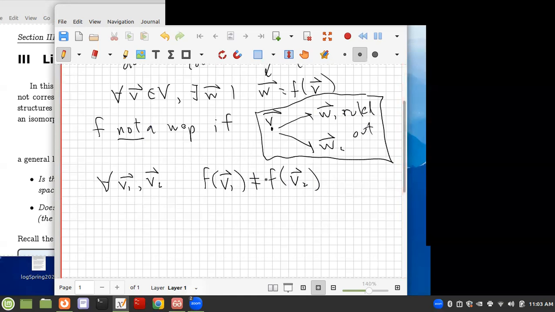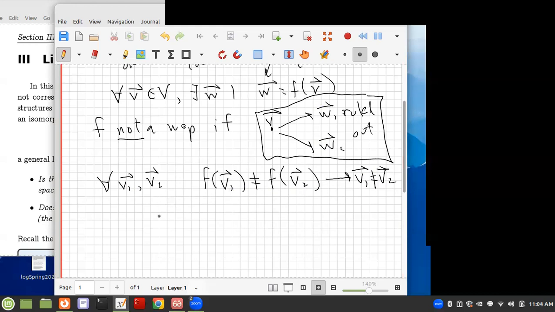Okay, so the point is, if you choose any two domain vectors, then they both have images, f of v1, f of v2, and if those two happen to be different, then that has to imply that v1 is not equal to v2, because if it was, you'd have this bad situation in which you had one v going to two image vectors.